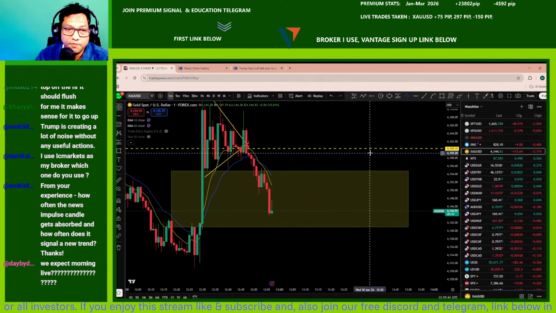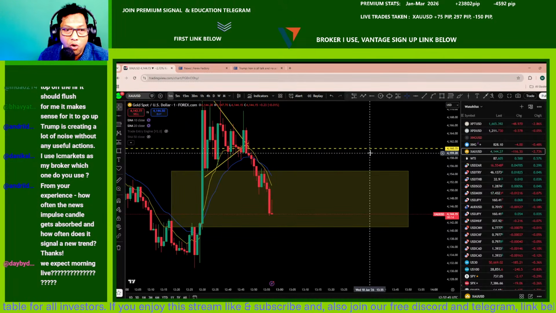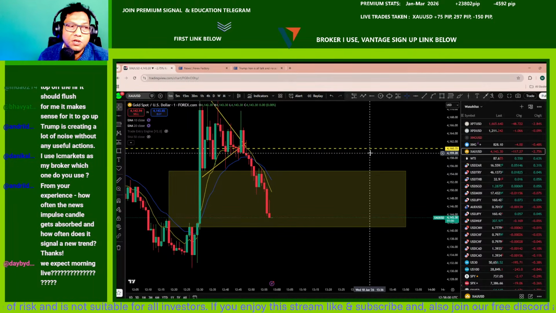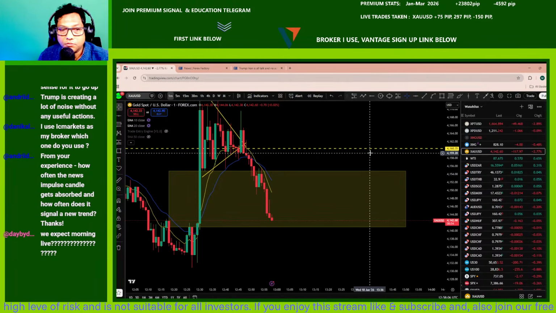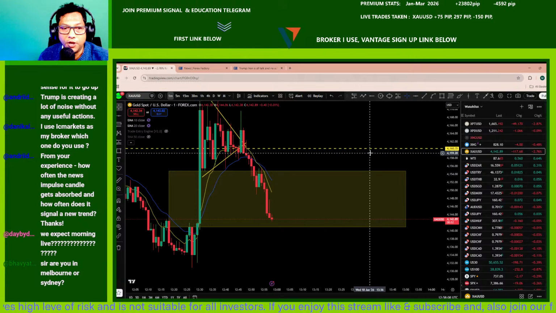If you look at markets, from your experience, how often does the news impulse candle get absorbed and how often does it signal a new trend? Okay, this is a good observation. Usually the news candle gets absorbed. Absorbed means that it fully reverses, more often.